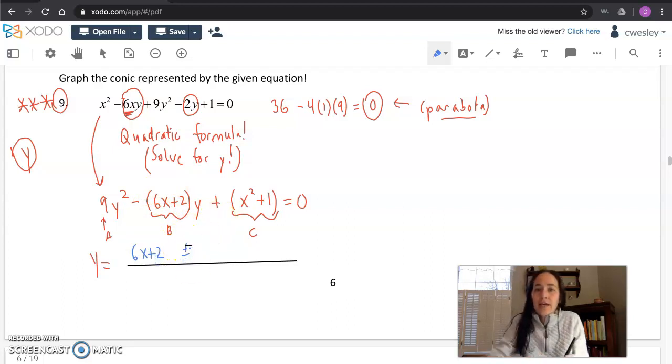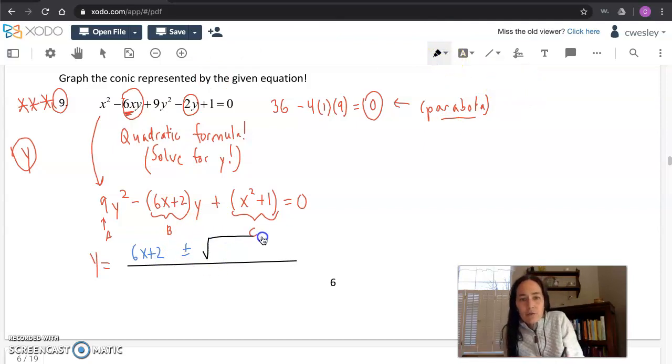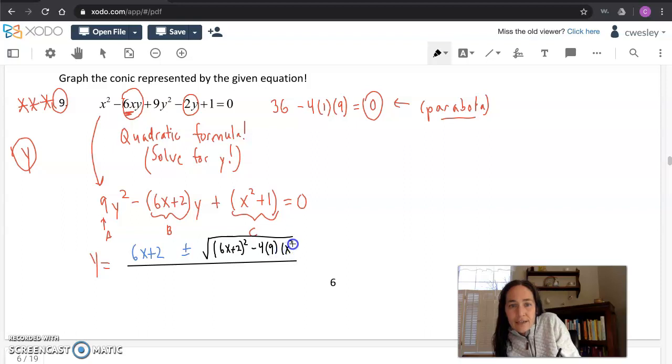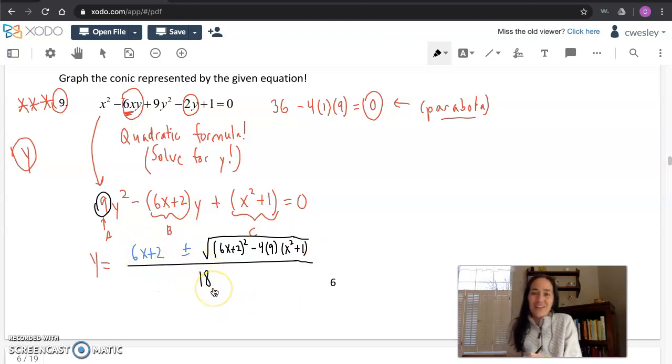Plus or minus the square root of b squared minus 4ac. So we've got b squared, and since you're squaring a negative, it'll go positive. So I'll put 6x plus 2 positive squared, minus 4, a is 9, and c is all this stuff that doesn't have anything to do with y, x squared plus 1. Wild. On the bottom, luckily, we have something easy, all over 2a, so all over 2 times 9, and you get this crazy expression for what y equals. Let's prove to ourselves that this is going to be a parabola.